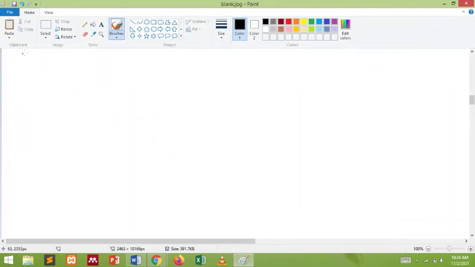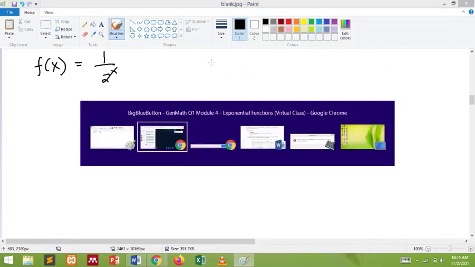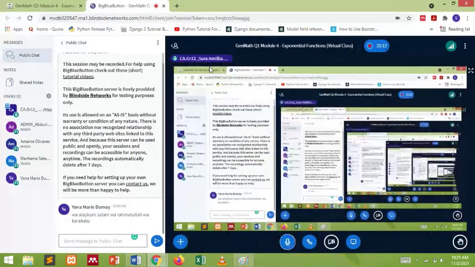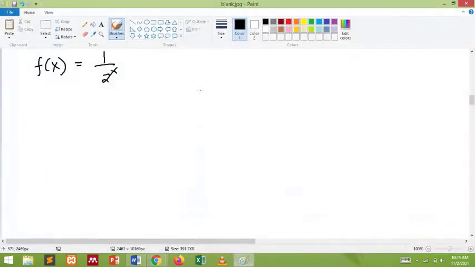The opposite, or not exactly the opposite, but the reciprocal of 2 to the power of x. So let's say function of x is equals to 1 over 2 to the power of x. What do you think will be the graph of this one? If you have any ideas, you can use the chat box for your answer. Ano sa tingin nyo ang magiging graph ng reciprocal ng 2 to the power of x, which is f(x) = 1 over 2 to the power of x. You can use the chat box for your answers if you have an idea.